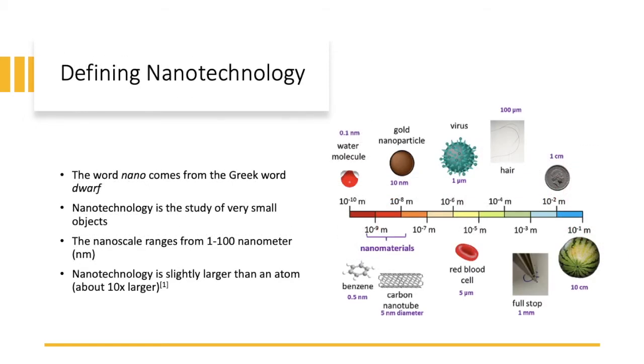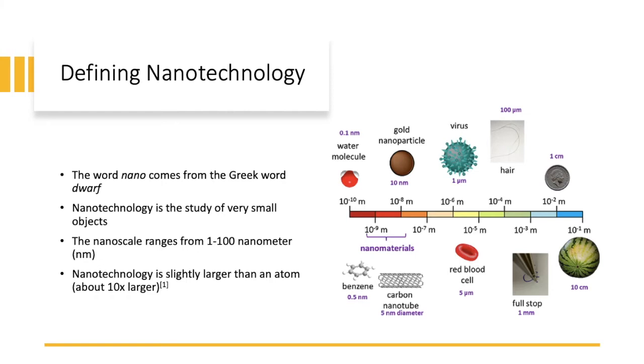Defining nanotechnology a little bit more, the word nano comes from the Greek word for dwarf, and nanotechnology is the study of very small objects. The nanoscale ranges from about 1 to 100 nanometers, which is about tenfold larger than an atom. This little scale on your right puts it into a bit more perspective.